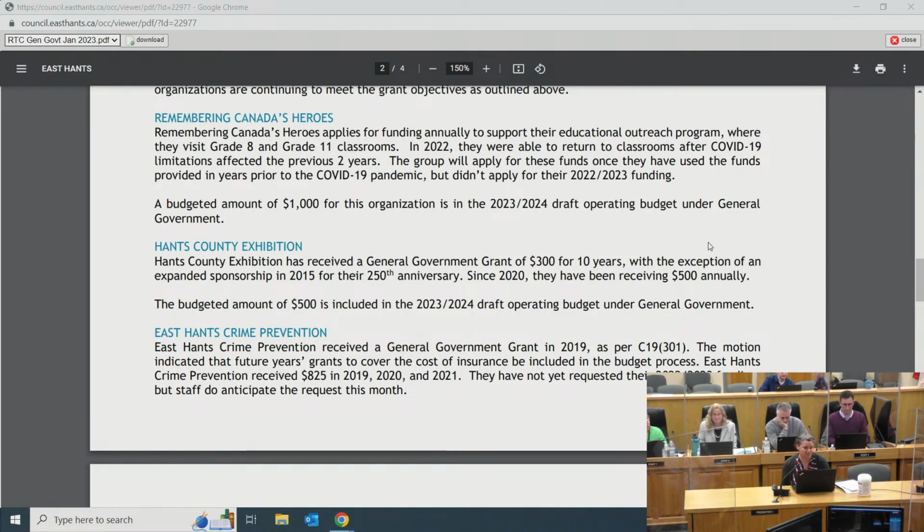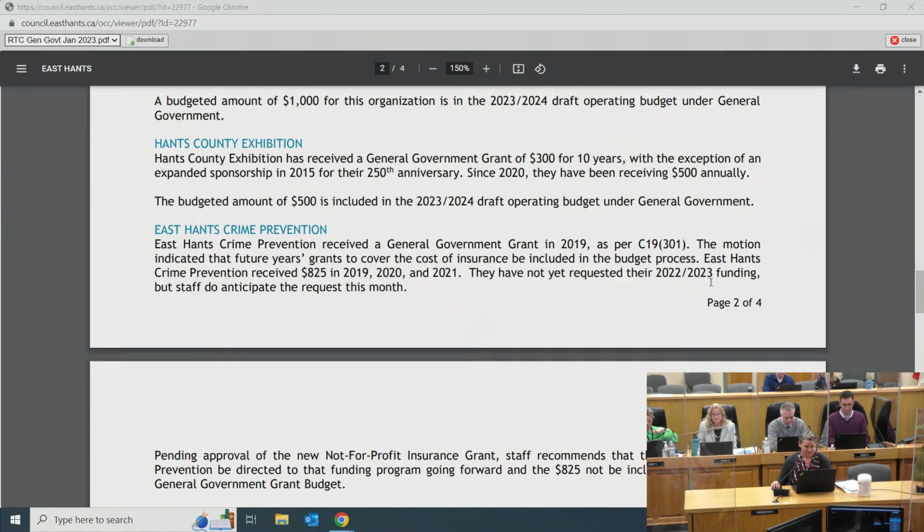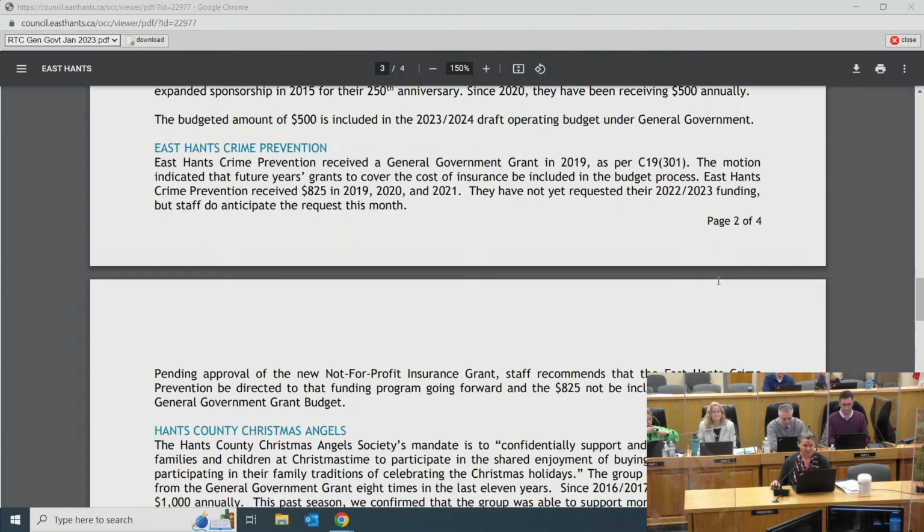The second organization is the Hants County Exhibition, and for the last 3 years we've been providing a general government grant for $500 annually towards their large event in September. And we're recommending that amount goes forward at the same time.